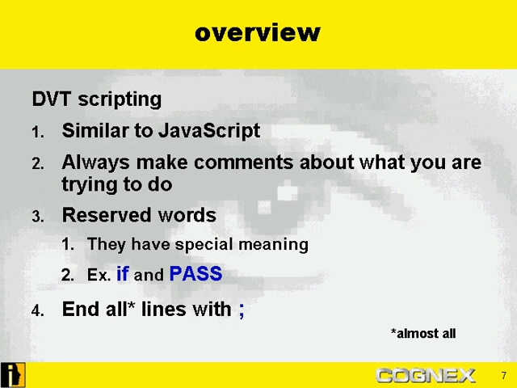There are some reserved words that have special meaning. So some words such as true or false or pass and fail, those words are reserved, and you can't create a variable with that name. If or while, those are also reserved words. And you always want to end all the lines with a semicolon. And there's an asterisk there because all is never all-inclusive. There's always exceptions. And in this case, an exception would be if you have a loop or a conditional loop. Like an if statement doesn't end in a semicolon on that line. But I can go into that and show you how that works.